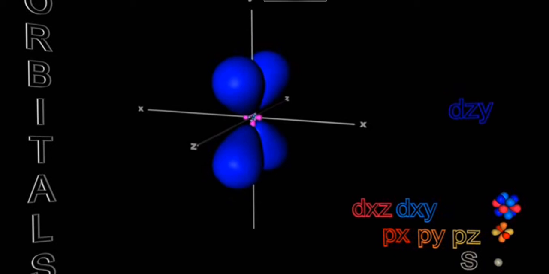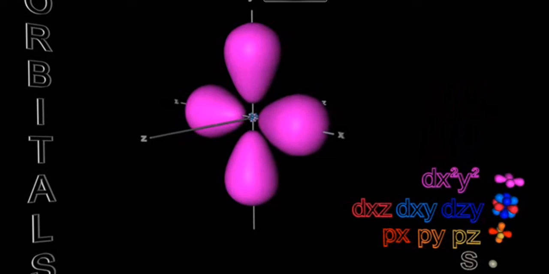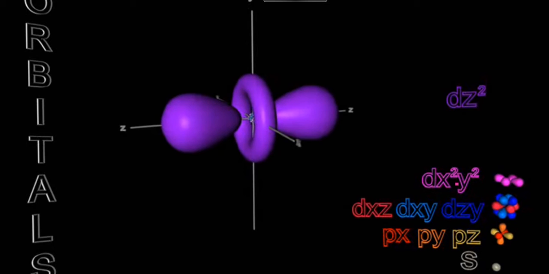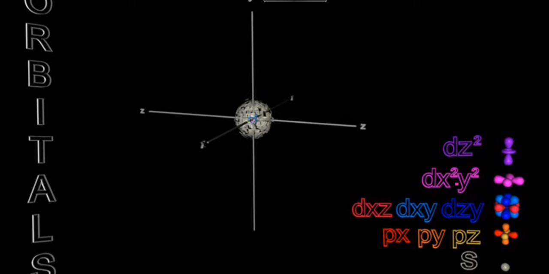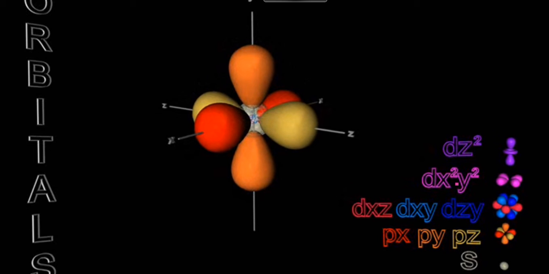That is one shape, one math problem gone crazy. And the third math problem looks like it's got a cool little donut in the middle. So we have S's, P's, D's, D, D, D, D. Put them all together, please. So first we have the S orbital. And we have the P orbitals. Then fitting into those gaps, we have the five D orbitals.